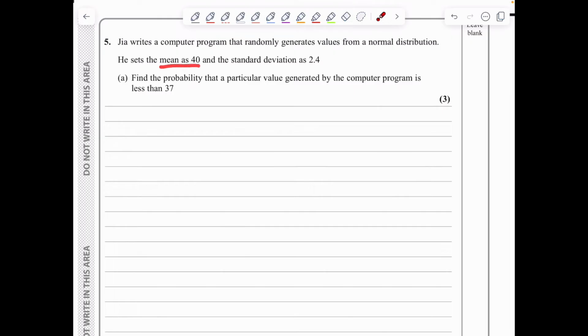In question 5, we've got a computer program randomly generating values from a normal distribution with parameters mean being 40 and standard deviation being 2.4, and we need to find the probability that the value generated will be less than 37. So x is the value and x follows normal with these parameters. The probability of x being less than 37, I will find this by standardizing first. So it's the probability of z being less than 37 minus the mean of 40 divided by the standard deviation of 2.4. This gives a value of z being less than minus 1.25.